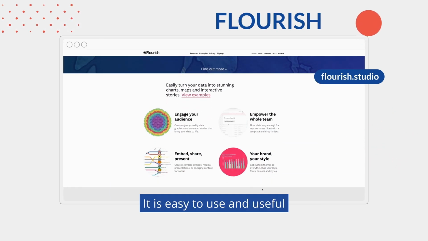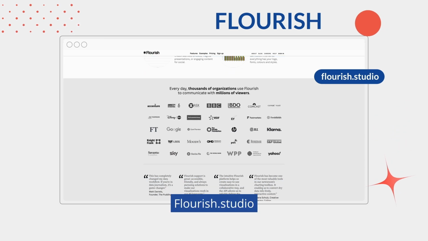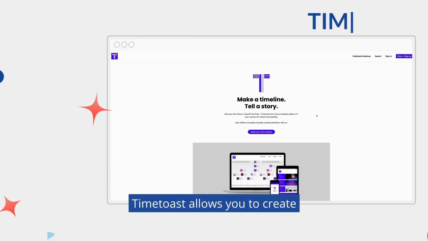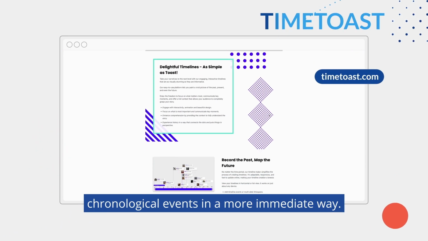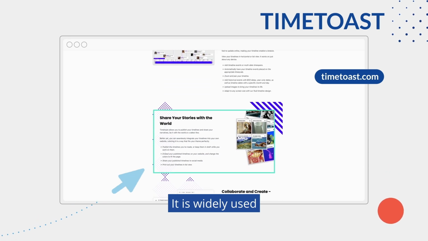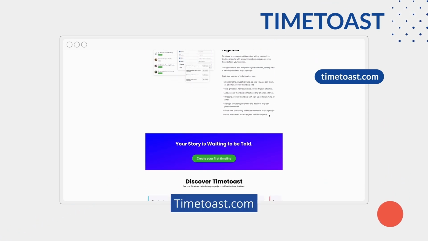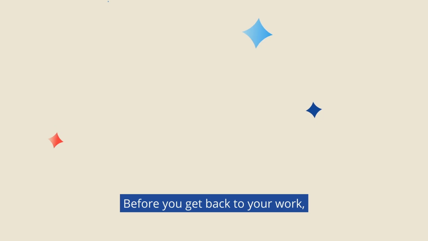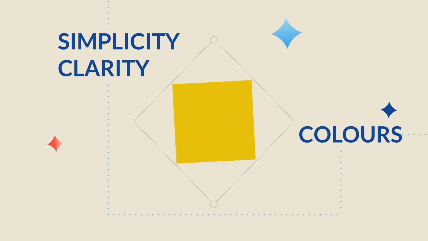Flourish is a free online tool that enables the creation of high-quality interactive visualizations. It is easy to use and useful for storytelling through animations. Flourish.studio. TimeToast allows you to create interactive timelines to visualize chronological events in a more immediate way. It is widely used for educational and storytelling projects. TimeToast.com.